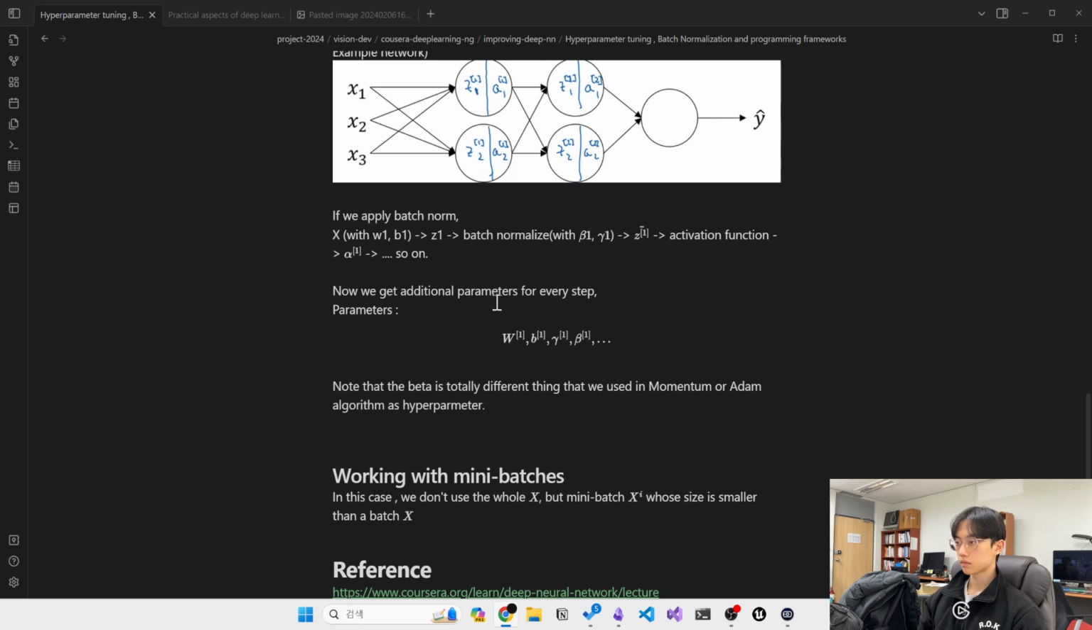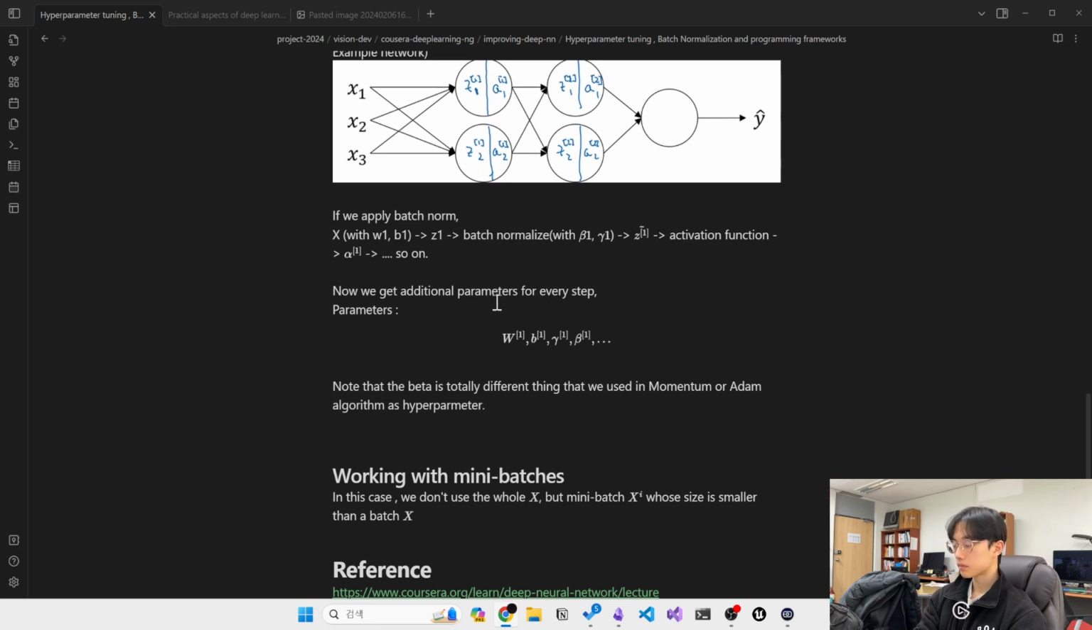Now, there's one detail to the parameterization that I want to clean up, which is previously I said that the parameters were WL, BL for each layer, as well as beta L and gamma L. Now, notice that the way ZL is computed is as follows. ZL equals WL times A of L minus 1 plus B of L. But what batch norm does is it's going to look at the mini batch and normalize ZL to first have mean 0 and standard variance, and then rescale by beta and gamma.